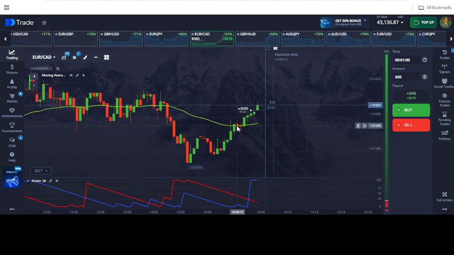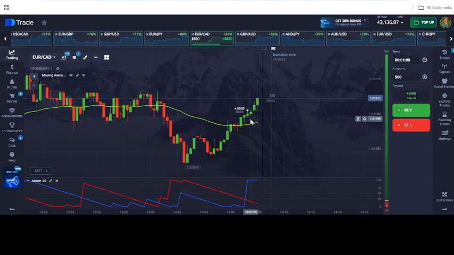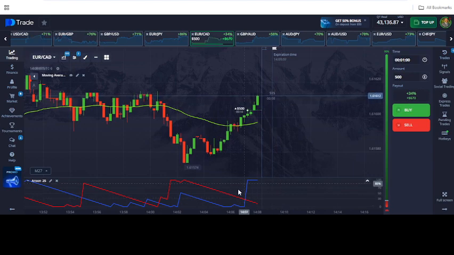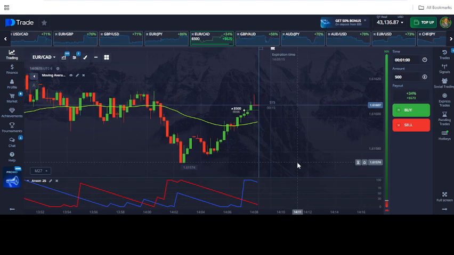We have the price action with the price crossing over the 50 EMA, and the up Aroon line crossing the red down Aroon line. And so let's monitor this trade and wait for the expiration. Okay, great. We won that trade.